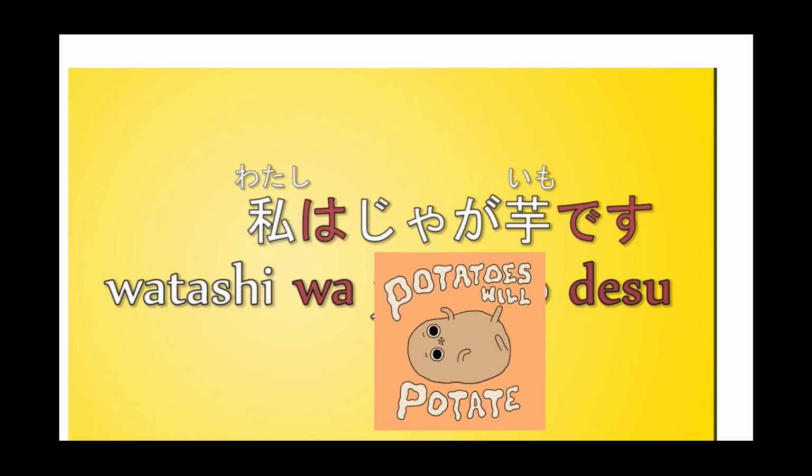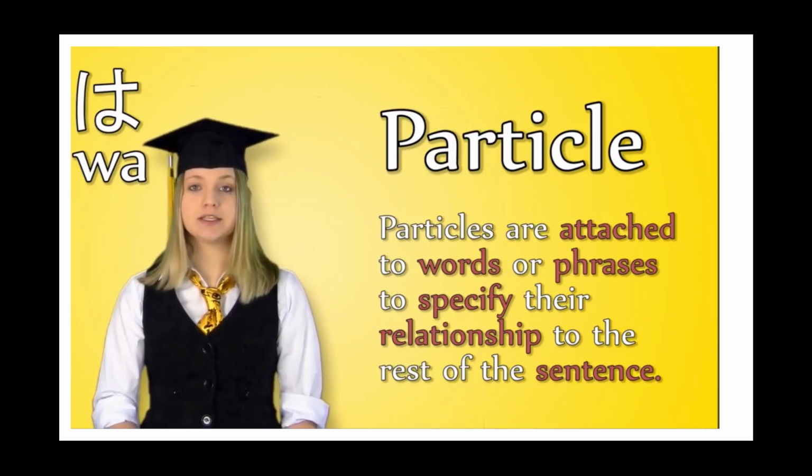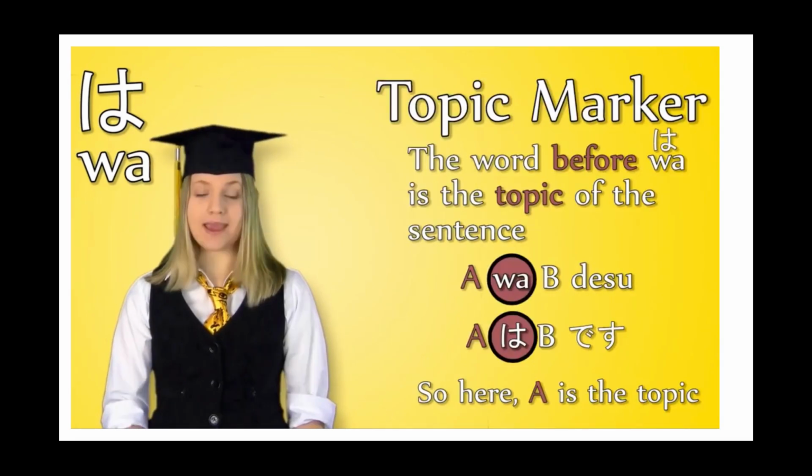She didn't really mean that she's a potato, it's a joke. That's a lie, right? Now, wa, in this case, you usually read this as ha, but in this sentence, we use wa as a topic marking particle. There are so many particles you're going to learn. In this case, A is the topic.